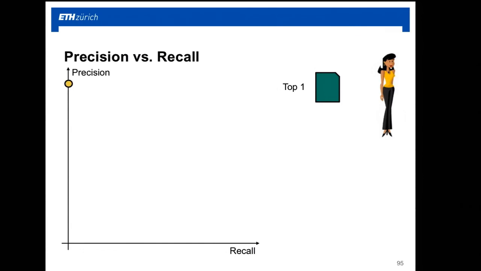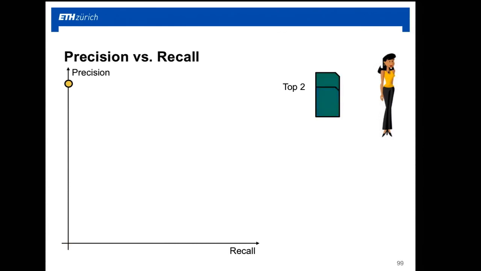100% precision and maybe very low recall, because you're just at the start. You only look at one document, maybe out of thousands. What if it were not relevant? Then you have 0% precision and still 0% recall. So it's one of these. But let's assume it was relevant. I get a second document.